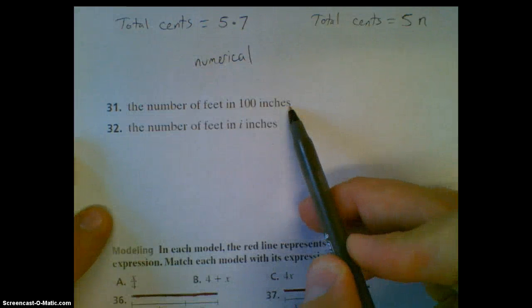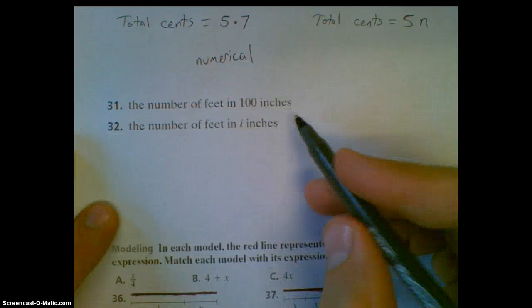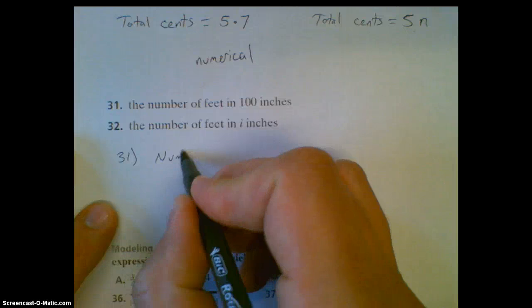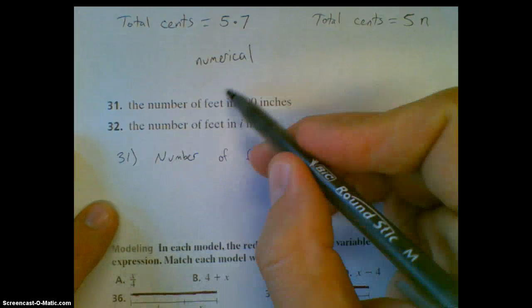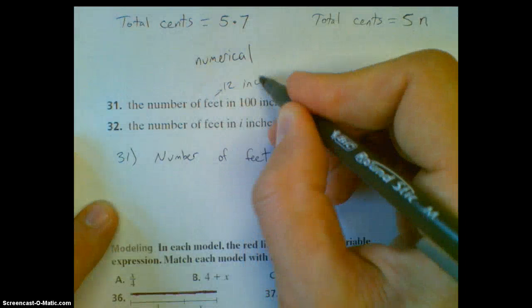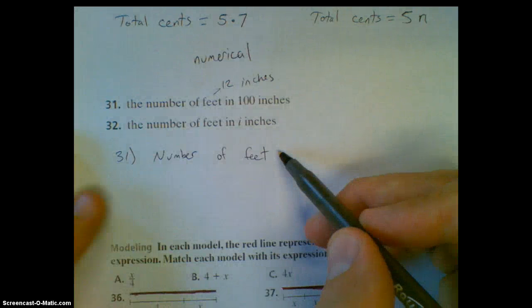Take a look at number 31. The number of feet in 100 inches. So I'm going to use my space down here. The number of feet. Now I know there's 12 inches to a foot. 12 inches to every foot. And for 31 I'm given 100 inches.